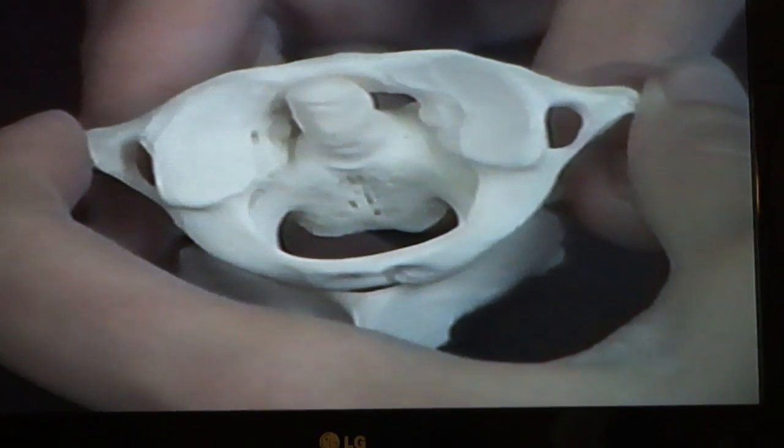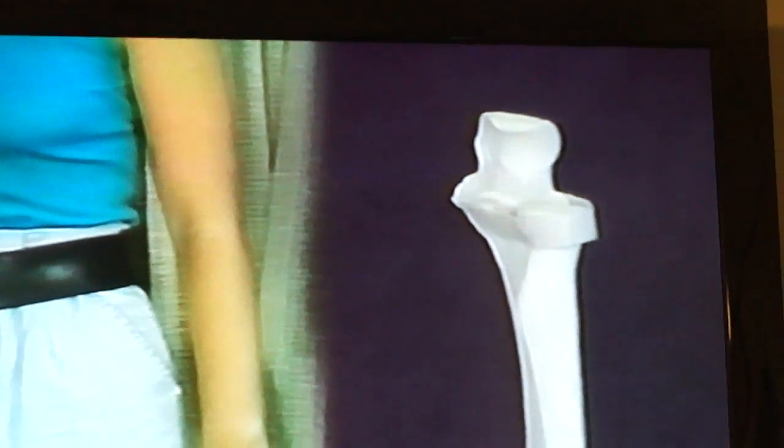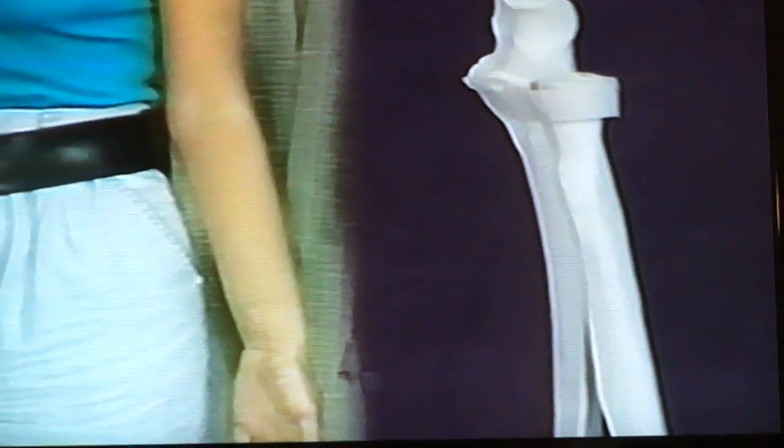Another type of pivot joint is found in the proximal radio-ulnar joint. During pronation and supination of the hand, the head of the radius rotates within a ring formed by the radial notch of the ulna and the annular ligament.